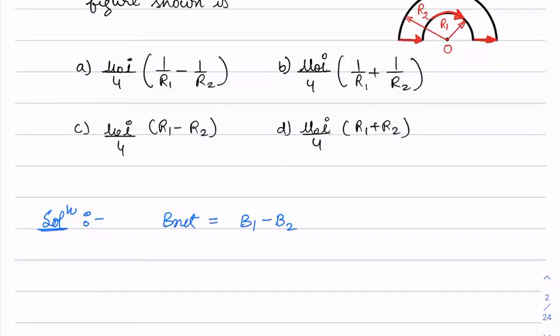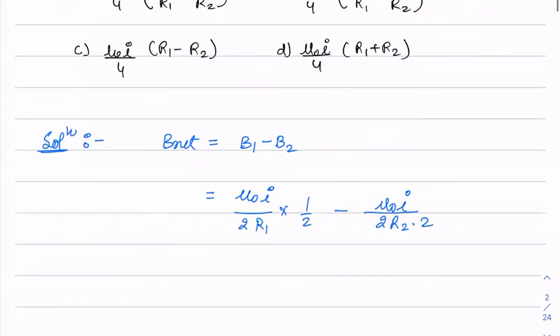Is it okay? Now, what is B1? How will I write that B1? It's mu naught I, because the same current is flowing, divided by 2 into R1, into 180 by 360, which will give me 1 by 2. Minus mu naught into I divided by 2 into R2, into 1 by 2. Now I can take out mu naught I by 4 common. Inside I'll be having 1 by R1 minus 1 by R2.